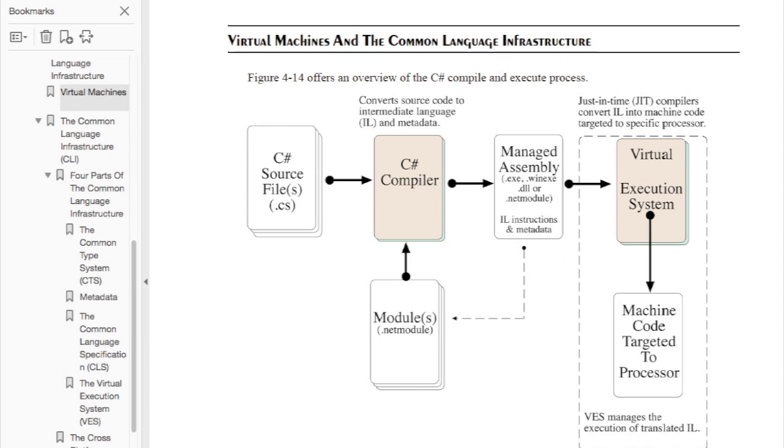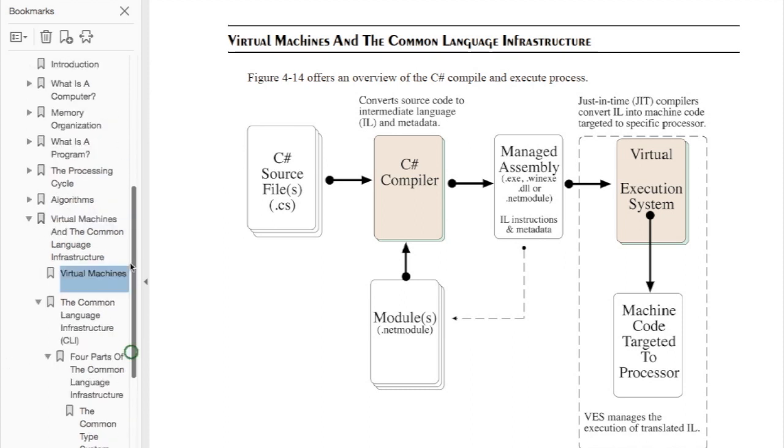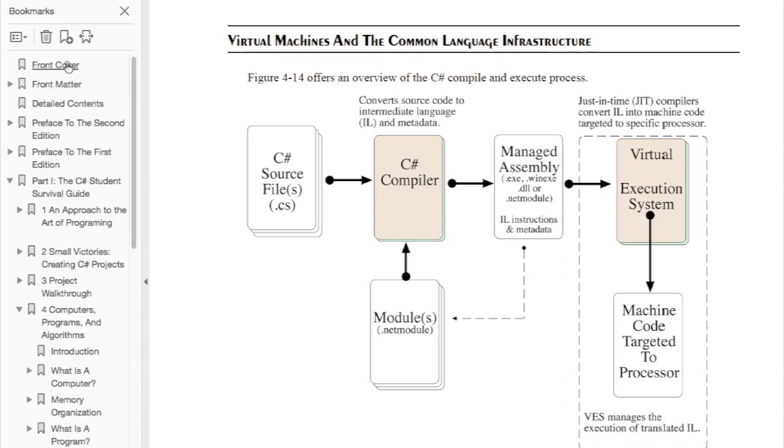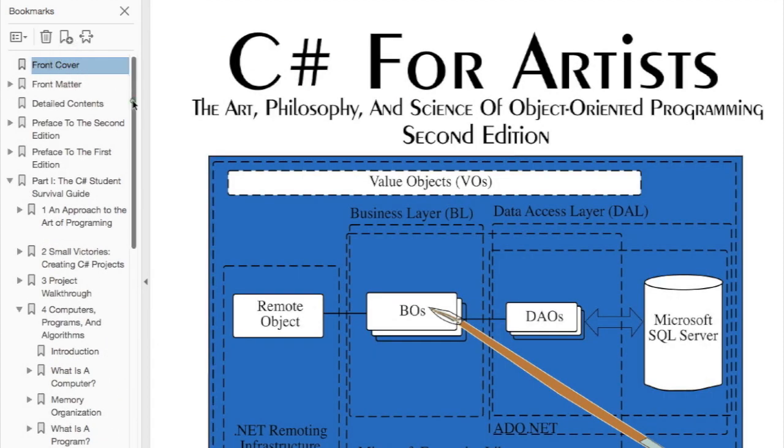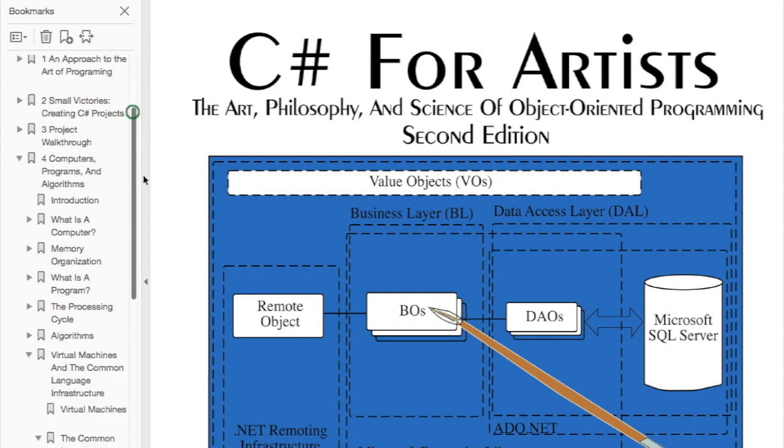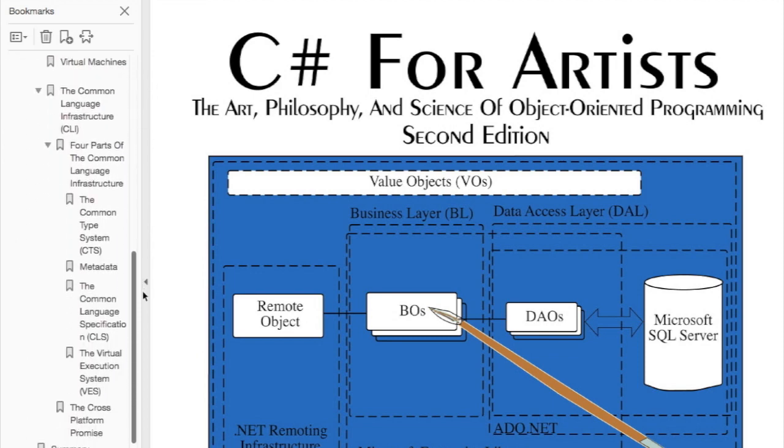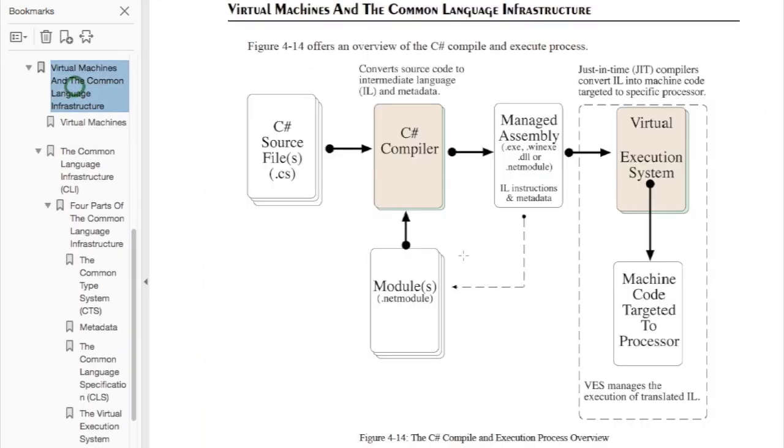The material comes from my book, C# for Artists, 2nd edition, available at pulpfreepress.com. I'll give you a quick screenshot of the cover. There you go. In chapter 4, in the section Virtual Machines and the Common Language Infrastructure, it starts off with the diagram, figure 4-14, the C# compile and execution process overview.